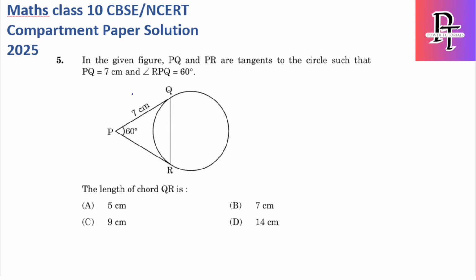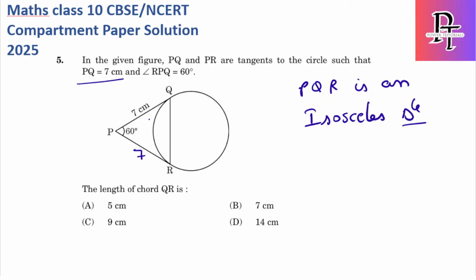Fifth question. In the given figure, PQ and PR are tangents to a circle such that PQ is 7 and angle RPQ is equal to 60. This angle is 60. As mentioned, PQ and PR are tangents. If they are tangents from a single point, then the lengths of the tangents should be equal. So I can simply say this value is also 7. If these two are 7, then PQR is an isosceles triangle. Why is it isosceles? Because two sides of the triangle are equal. We are not sure about the third side, but two sides we know are equal.